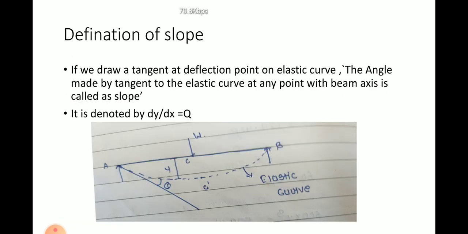Definition of slope. If we draw a tangent at a deflection point on the elastic curve, the angle made by the tangent to the elastic curve at any point with the beam axis is called slope, and it is denoted by dy/dx = theta. As shown in the figure, a tangent is drawn to the elastic curve, with angle theta, which is nothing but the slope of deflection of a beam.